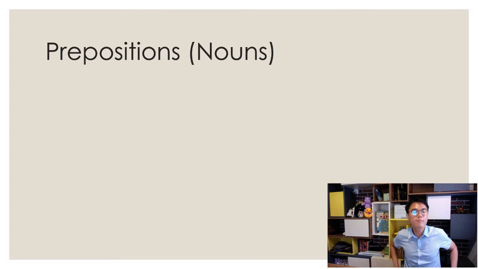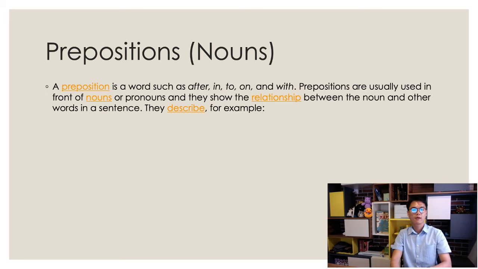So basically, a preposition is a word that tells you the position or direction of a noun. Okay, so the position or direction of a noun that it refers to. Very quickly, examples of prepositions are after, in, to, on, and with. And they're usually used in front of nouns or pronouns to show the relationship between the noun and the other words in a sentence.